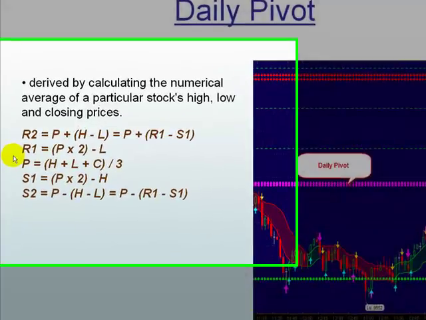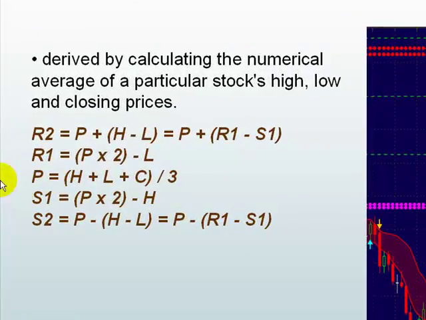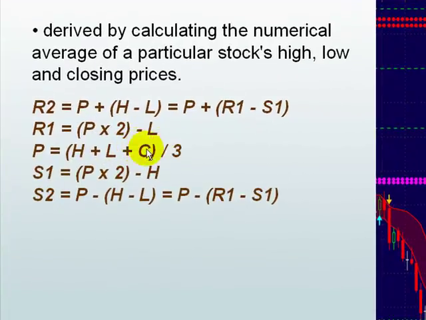So we're going to start with the pivot and identify the high plus the low plus the close and divide it by 3. And then we use the pivot to identify support 1 and support 2.